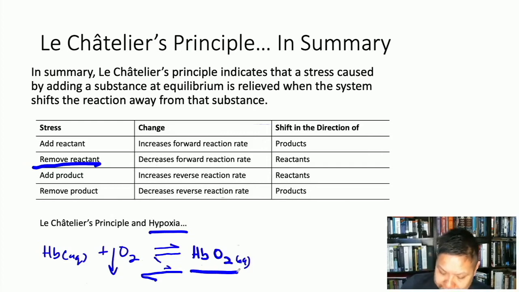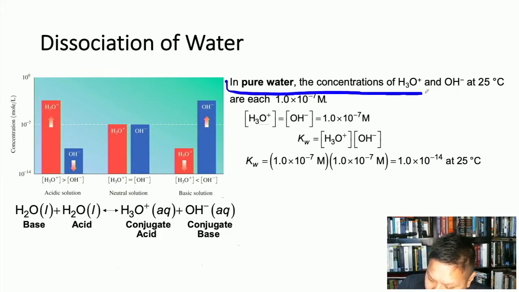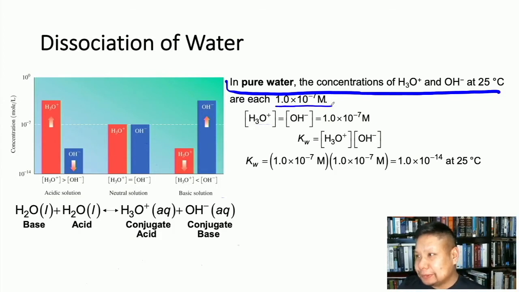So, water dissociates as well, right? Water is a weak acid and it can dissociate. Pure water dissociates into the hydronium ion and the hydroxide ion at 25 degrees Celsius. When it does that, both concentrations are 1.0 times 10 to the negative 7 molar. That means you have 1.0 times 10 to the negative 7 molar hydronium ions, and 1.0 times 10 to the negative 7 molar hydroxide ions, right?